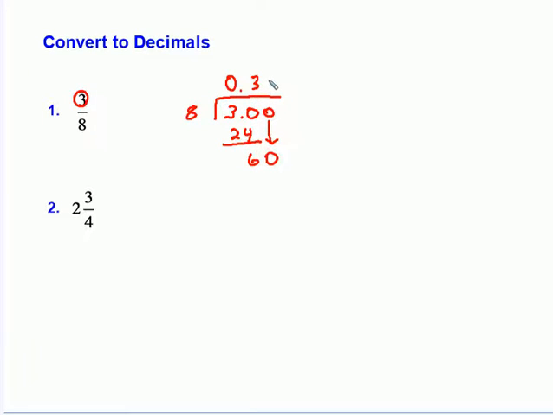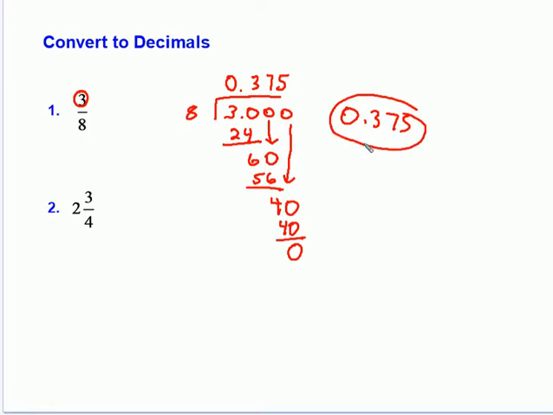8 goes into 60 how many times? Well, 8 times 7 is 56. That leaves us with 4. We'll add another 0 and we'll bring it down. 8 goes into 40 5 times. 5 times 8 is 40, and that leaves us with 0. 0.375 is what 3/8 is expressed as a decimal.